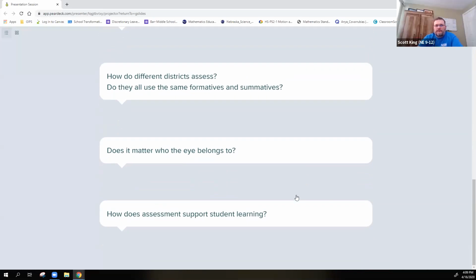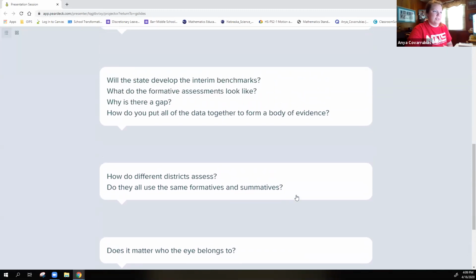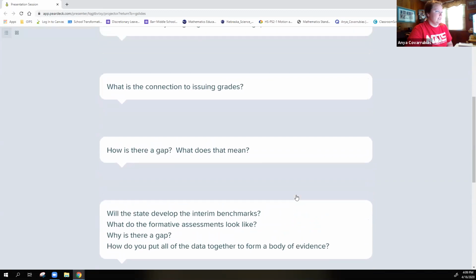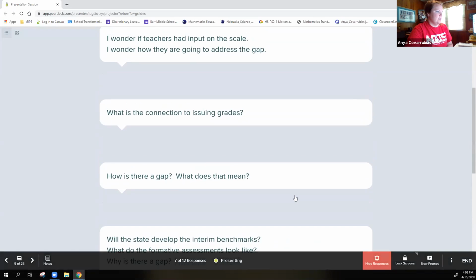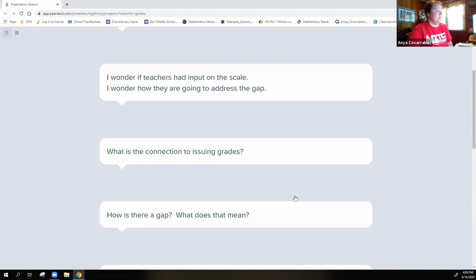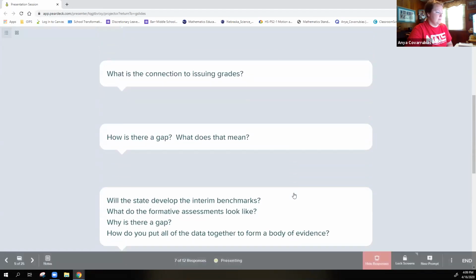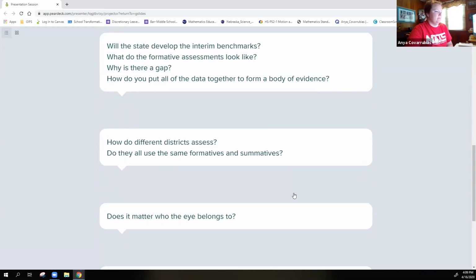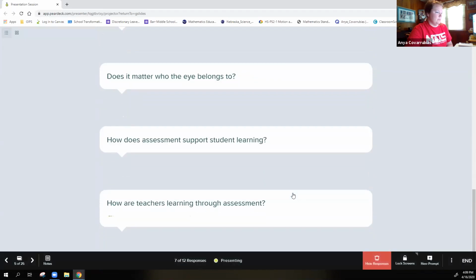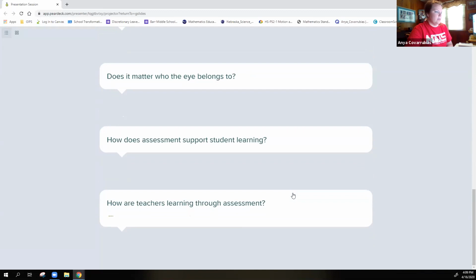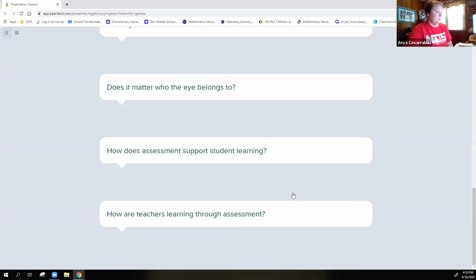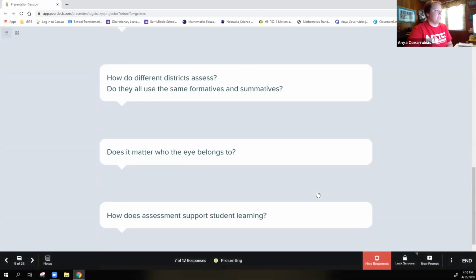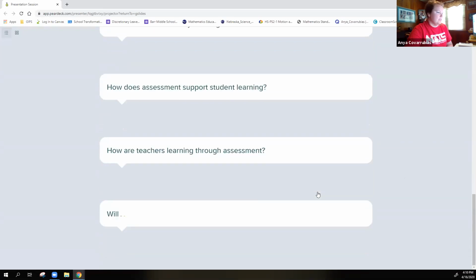We still have a full minute, so really dig in there. We just got a PD last week that says never cut this time short. I love that we're talking about the gap and what that means. And how do we pull all that together? Great question. How are teachers learning through assessment? All right, about 10 more seconds if you want to add any last comments.